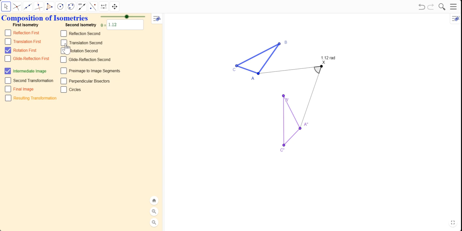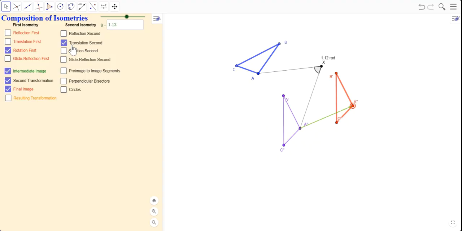Okay, what if we do a rotation and then we do a translation? So there's a vector, and our final image is here. We can control this by translating this anywhere we want. Now, before we start, I should figure this out. Rotation is an even isometry, and the translation's also an even isometry. We should get an even isometry here.